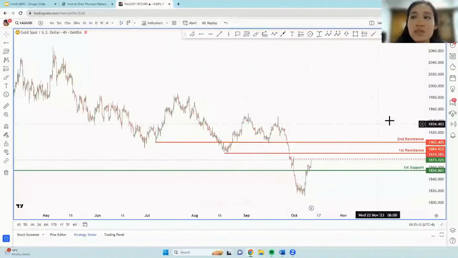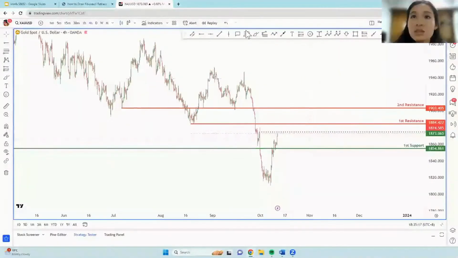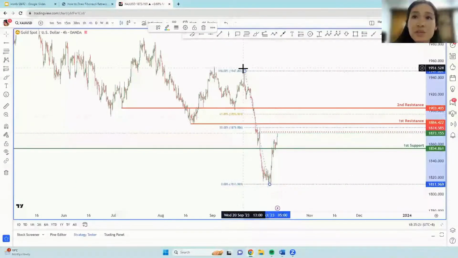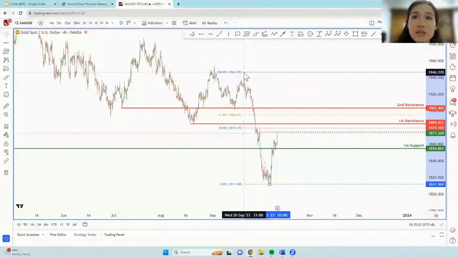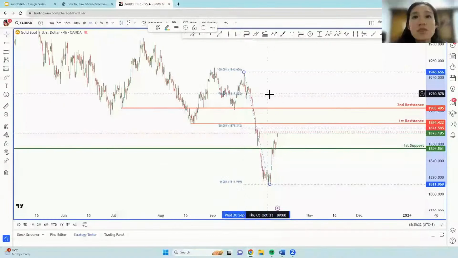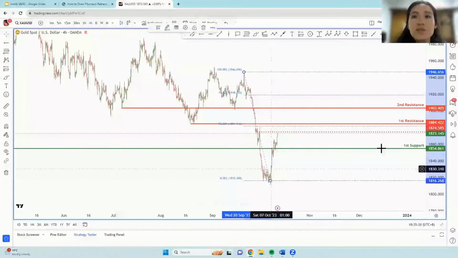Okay, now let's add some Fibonacci levels. I can see that my 50% lines up with my first resistance. This is a little bit too far, but if you look at my 50%, it's about my first resistance. So that's fine.